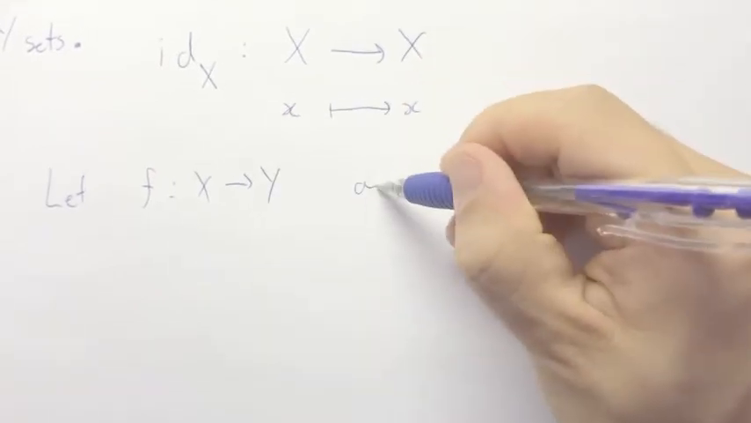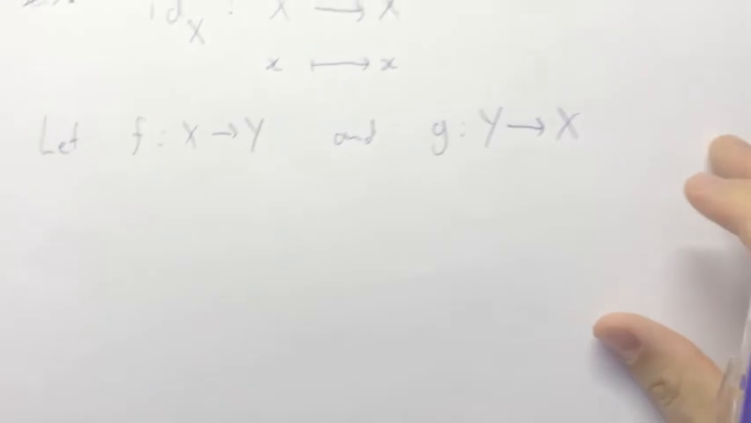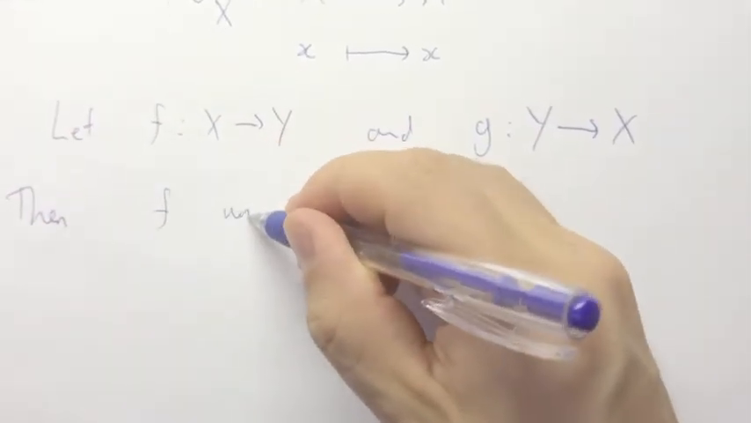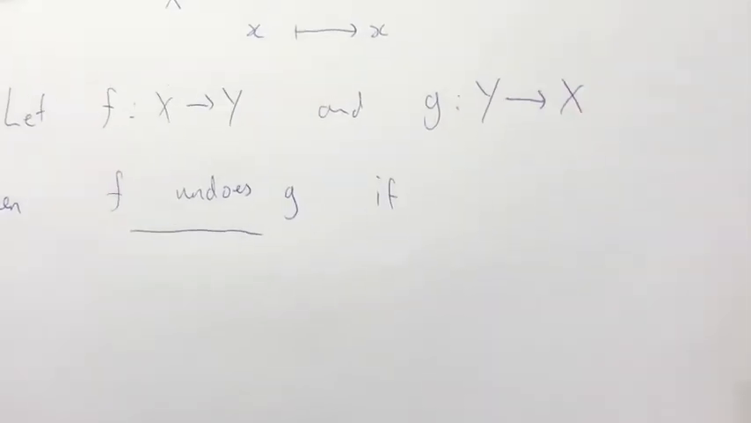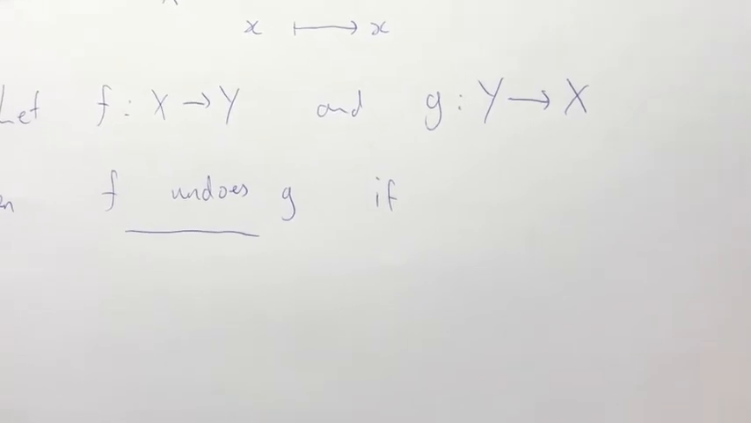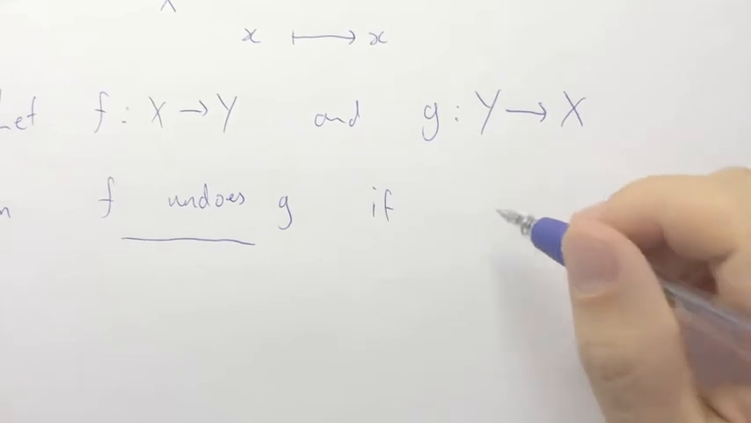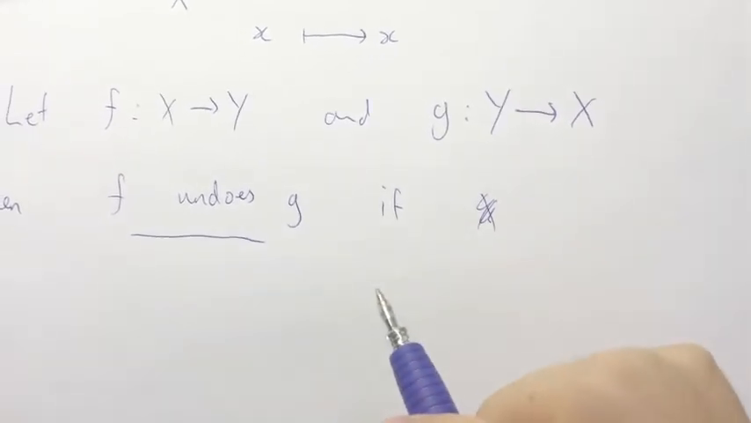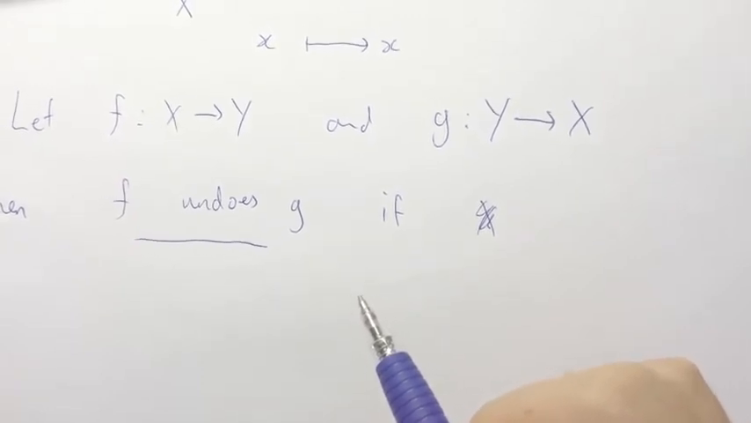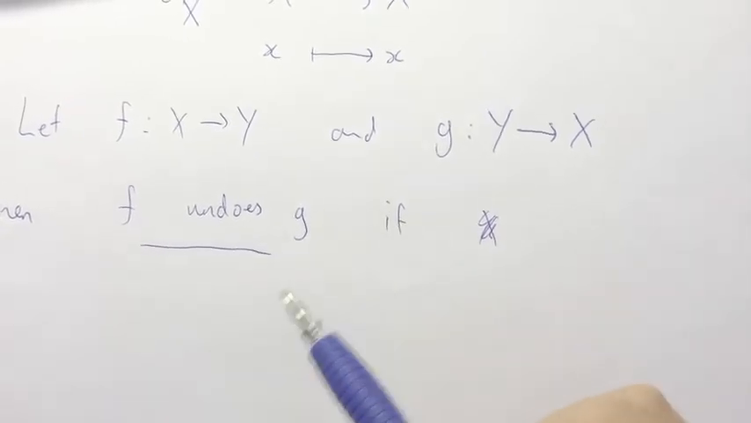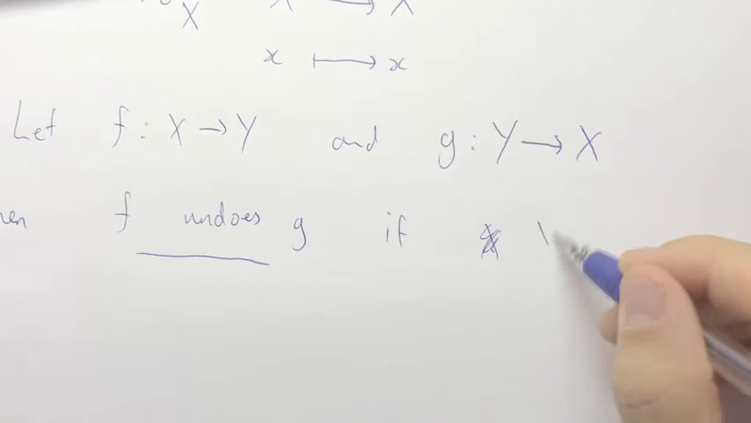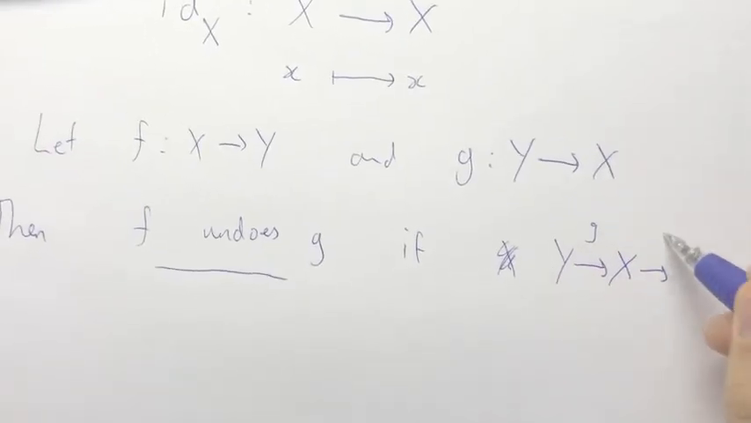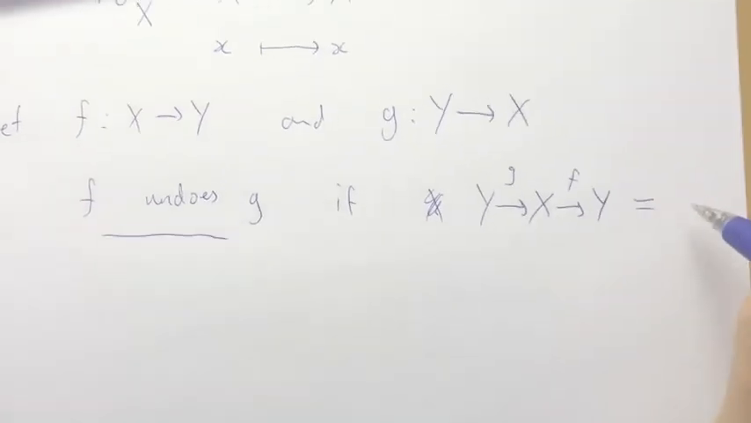So if we have two functions, one is f from x to y, and another one g from y to x, then we say f undoes g. This is a phrase, f undoes g, if after doing g you do f, then the result is as if nothing was done. Sorry, I mean f undoes g if you first do g and then you do f, and then it's as if you did nothing. Okay, so that's what undoing means. So if you do g first, y goes to x, and then you do f, it goes back to y, then this is equal to the identity on y.